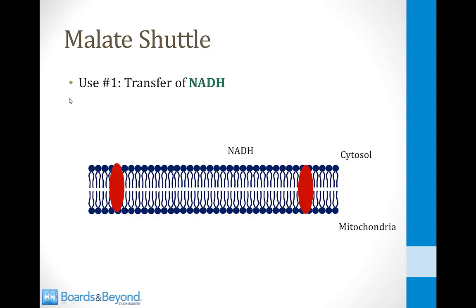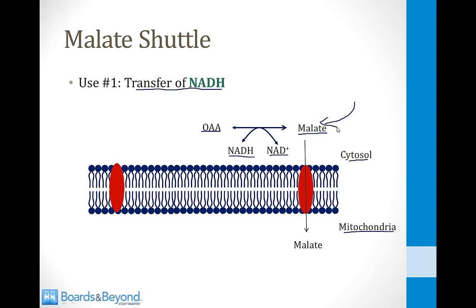So use number one of the malate shuttle is for the transfer of NADH into the mitochondria. Let's imagine we have a molecule of NADH and it's in the cytosol. It needs to get into the mitochondria to participate in electron transport, but it cannot cross the membrane. The way we're going to get it across is by using the malate shuttle. So we will synthesize a molecule of malate from oxaloacetate. In doing so, the NADH will be converted to NAD+. Essentially what we've done is donate the electrons from NADH to malate.